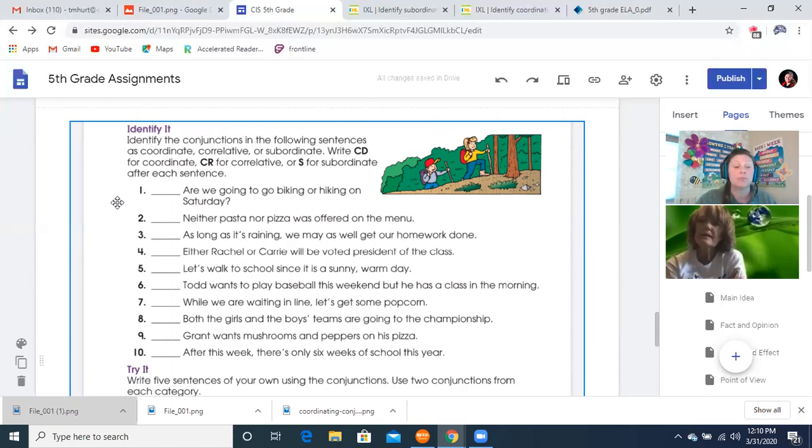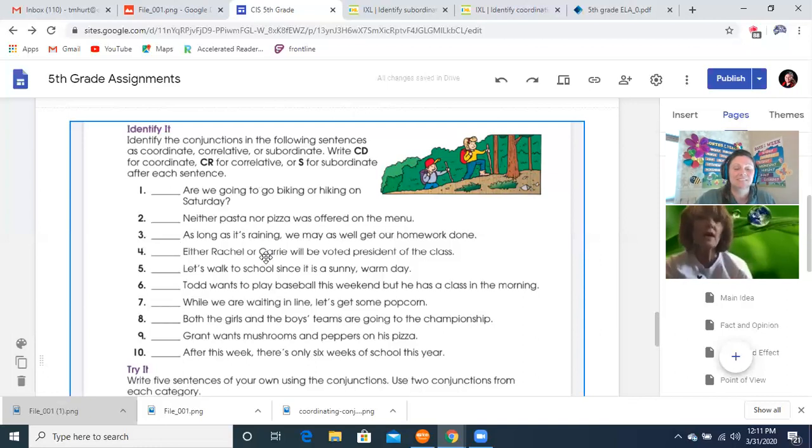All right. Number 2: neither, that's a good word, neither pasta nor pizza was offered. Since we've watched the video and we know what a correlative conjunction is, it's usually paired with two words. I know that neither and nor go together. So neither pasta nor pizza was offered. That must be a correlative conjunction. Do you want to do number 3? Yes. Number 3 says as long as. I kind of remember that one.